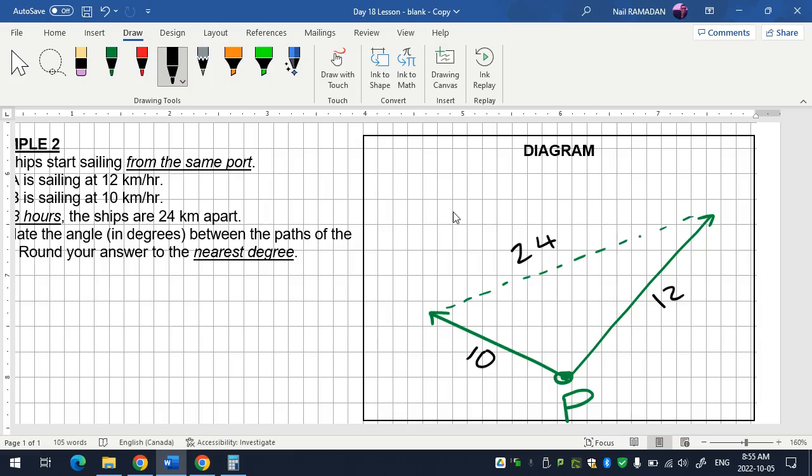Do you see my point here? So how am I going to change this? Instead of 12, I'm going to write 12 times 3. Now we're good, right? By the way, does anyone know what's 12 times 3? So that means Ship A is going to be 36 kilometers away this way. How about this one? What's 10 times 3? 30. And then, depending on the angle, they're going to be 24 kilometers apart. Perfect.